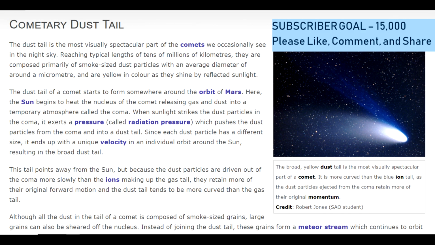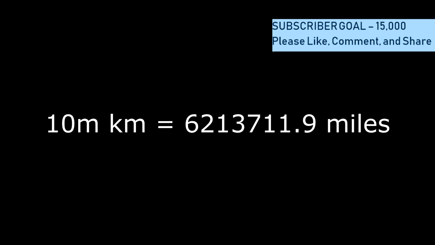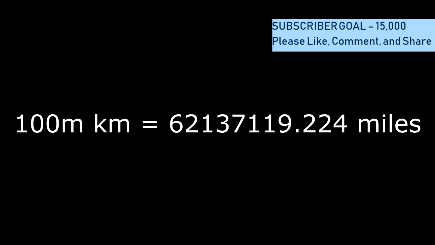The ion tail is made up of ions, and the dust tail is made up of microscopic dust particles. The tail grows bigger the closer to the sun it gets, and while the measurements are different for each comet, as well as its position in orbit, it's about 10 million kilometers across the nucleus and 100 million kilometers long.